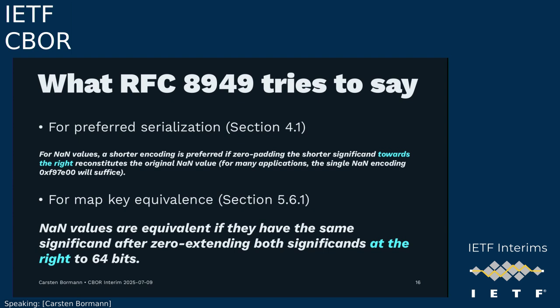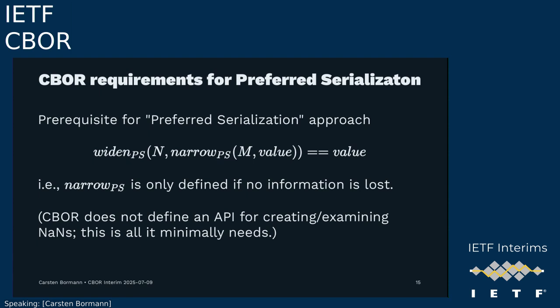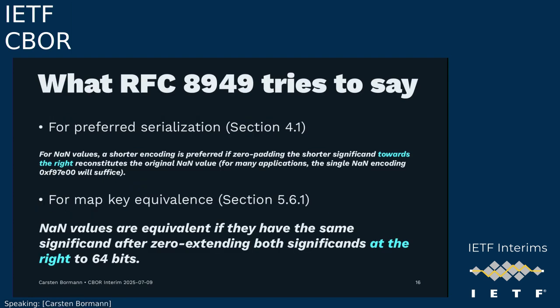Okay, so there is text in 8949 that tries to define this. And I think we have different interpretations of this text. And I haven't actually managed to get to the bottom of these different interpretations. But I want to point out the only requirement here really is, as on the previous slide, that we have a narrow operation and a widen operation that either result in the same value again or just don't work because we don't know how to narrow something because information would be lost. So these are the equivalence relationships that are defined in 8949 that should inform these narrow and widen operations. One is actually stated for preferred serialization, and the other one is stated for key equivalence.